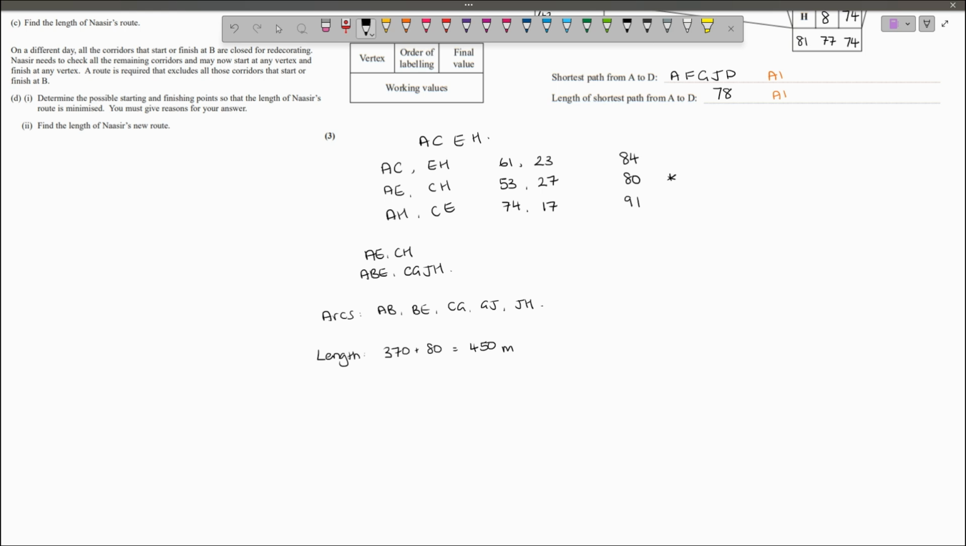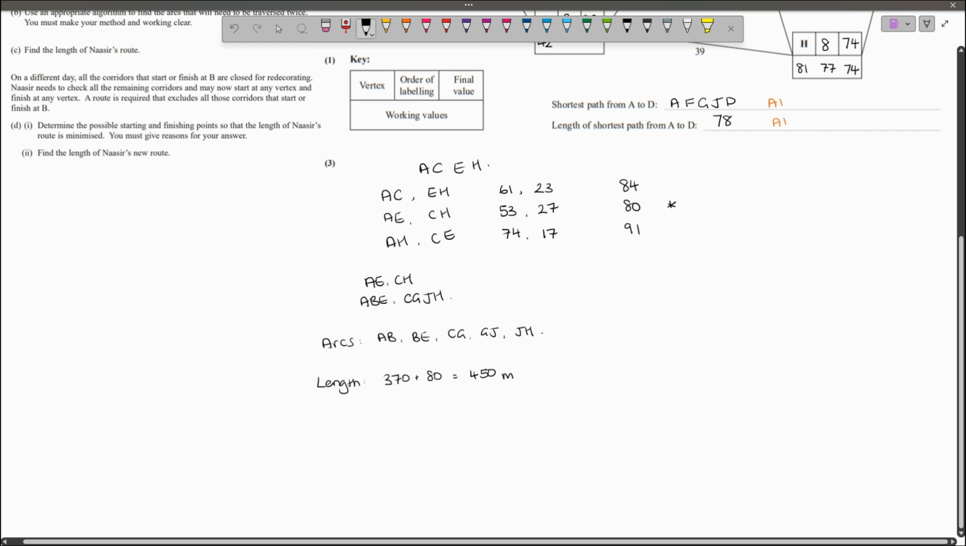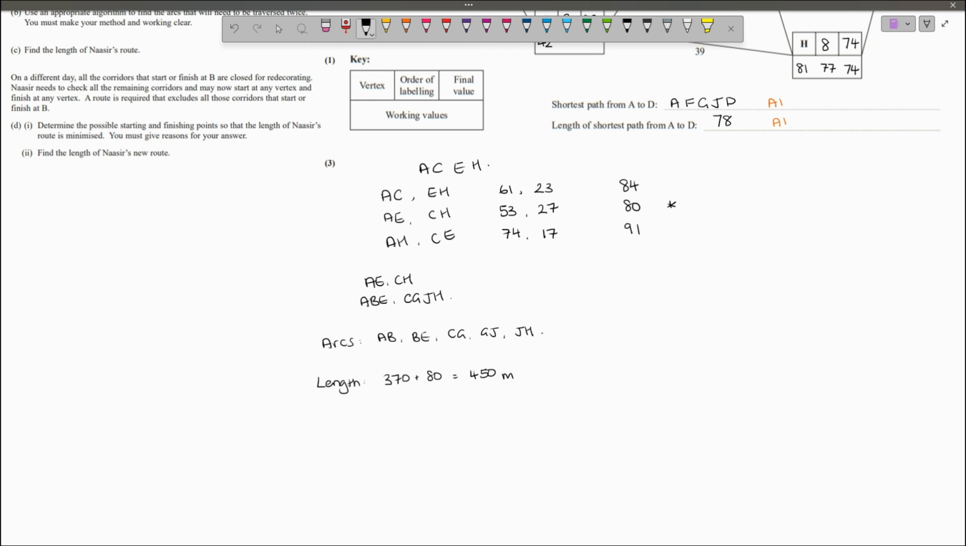Finally, on a different day, all the corridors that start or finish at B are closed for redecorating. And Nasir needs to check all the remaining corridors and may now start at any vertex and finish at any vertex. And a route is required that excludes all of these corridors that start or finish at B. So we want to determine the possible starting and finishing points so that the length of Nasir's route is minimised. We need to give reasons for our answer.